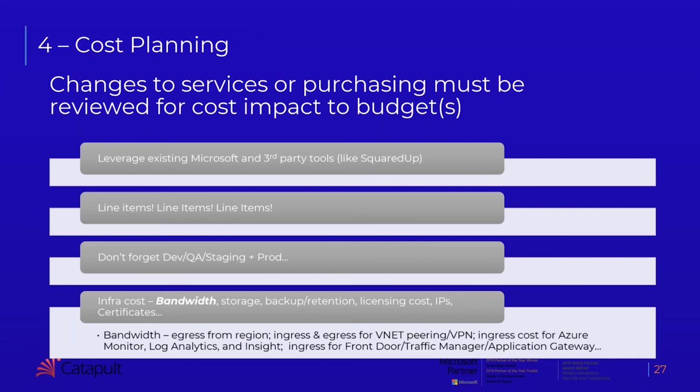And then also look at your infrastructure costs, right? Like I said, you buy a car, make sure you have to change your oil. But infrastructure costs are also things like bandwidth, storage, backup, licensing costs, IP, certificates. Those things add up pretty quickly, right? A lot of development teams say, oh, I just need a VM. Well, yeah, great, but then I've got to back it up, right? That's going to cost me $15.